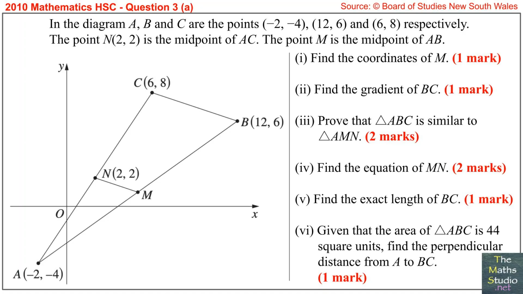Question 3, Part A. In the diagram, A, B and C are the points (-2, -4), (12, 6) and (6, 8) respectively. The point N (2, 2) is the midpoint of AC. The point M is the midpoint of AB. Part 1. Find the coordinates of M.